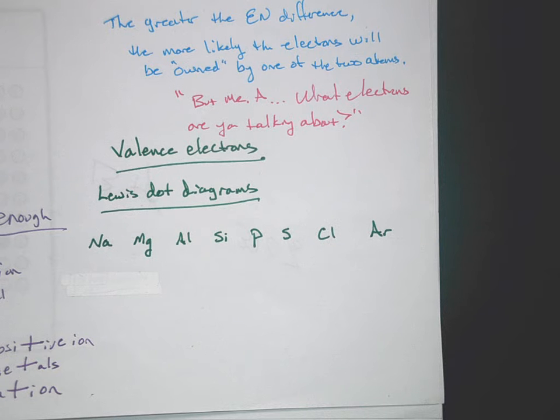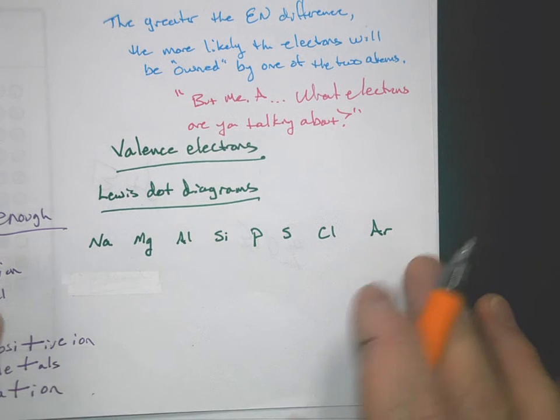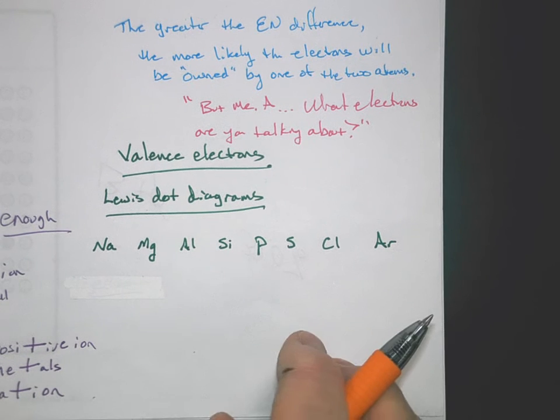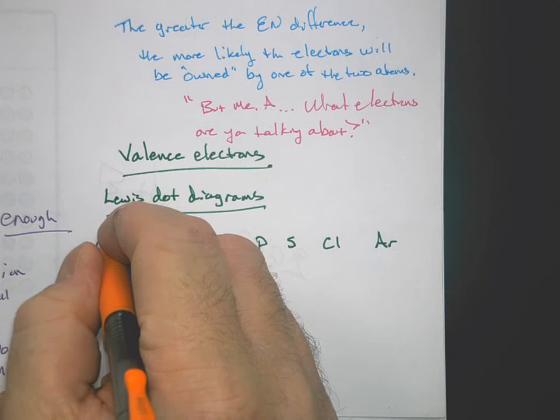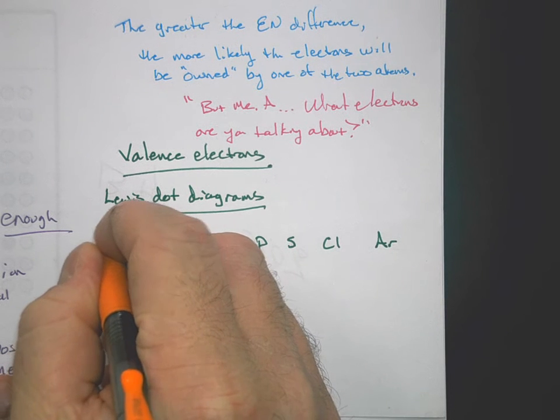And the way we draw them is according to our Aufbau principle and Hund's rule, like we've learned before. So, sodium. Sodium is way over there. It's number 11. It is in column 1. It is going to have how many valence electrons? 1. Group 1 over there has 1 valence electron. So sodium is going to have 1 valence electron.